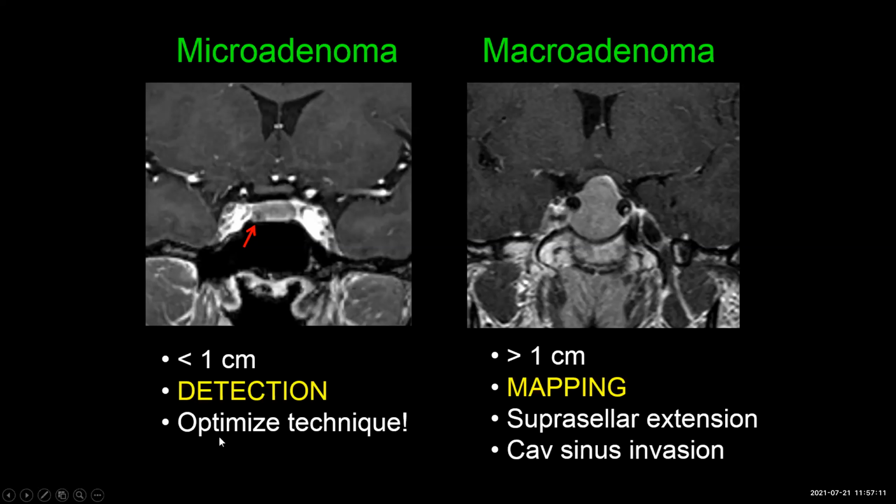And we work really, really hard to optimize our MR scanning technique. We want to get very thin sections, and we want to make sure that we scan in time to see the pituitary adenoma distinct from the gland.